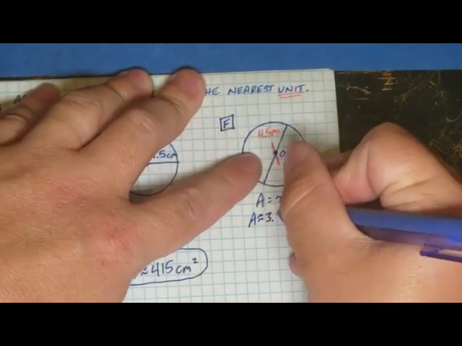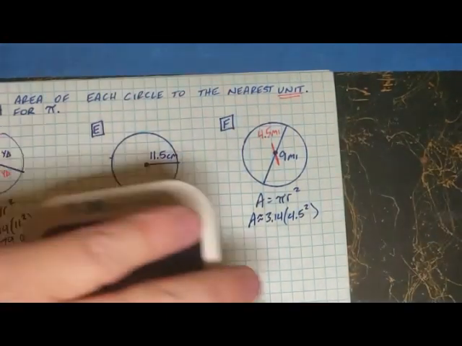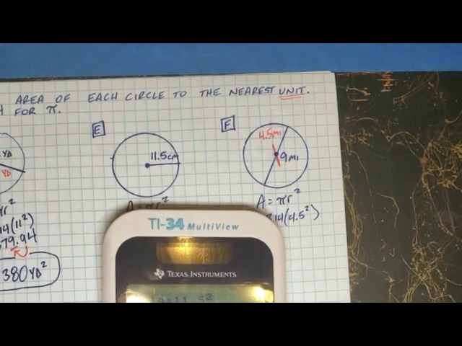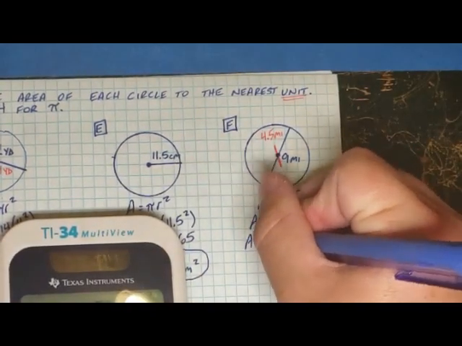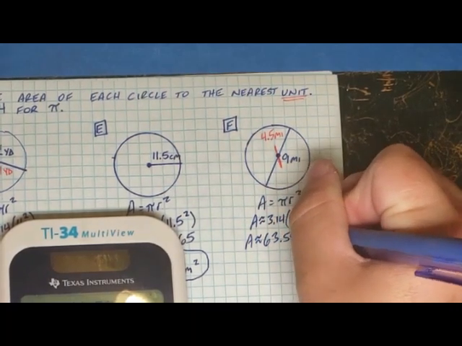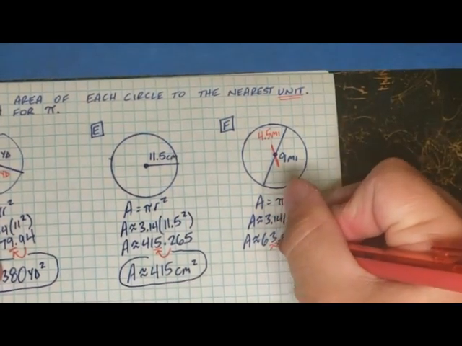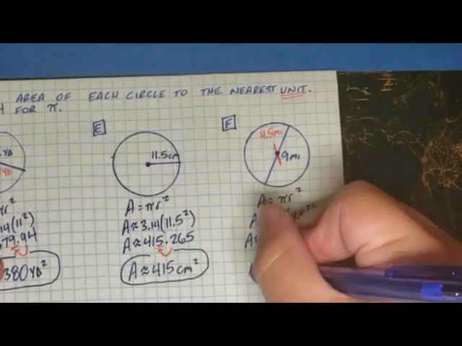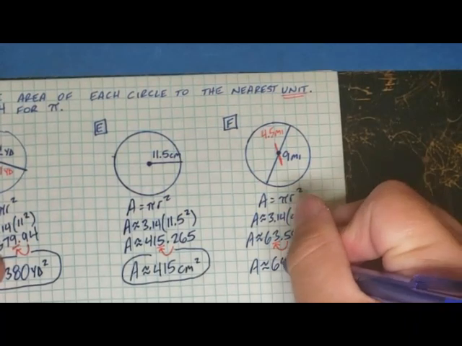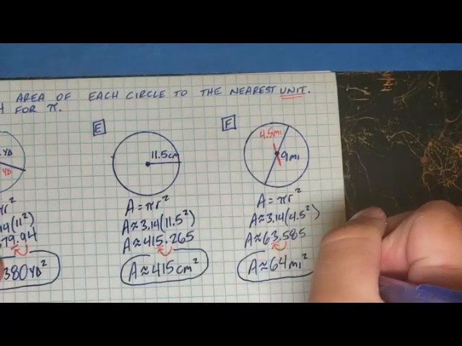All right, 3.14 times 4.5 squared. All right, 3.14 times 4.5 times 4.5, in case you don't have the squared button, gives you 63.585. We're supposed to round to the nearest unit. It'd be this 3. The 5, if you got 5 or above, it pushes it up. So the area of this circle is about 64 miles squared. Okay? Now for the surprise.